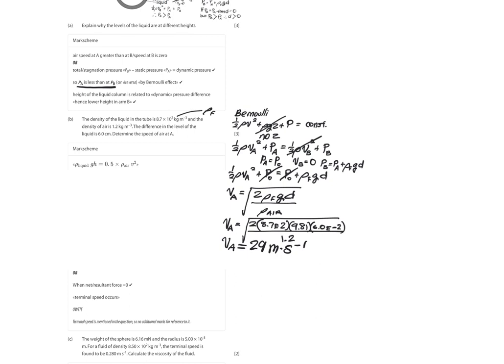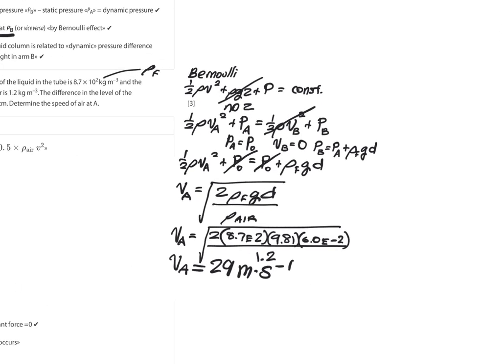Now there's no difference in the height, so there's no z, so rho gz is out. So we have 1/2, let me zoom in on this a little bit more. 1/2 density of air times the speed of the air at A squared plus the pressure at A is 1/2 times the density of air times the speed at B squared plus the pressure at B.